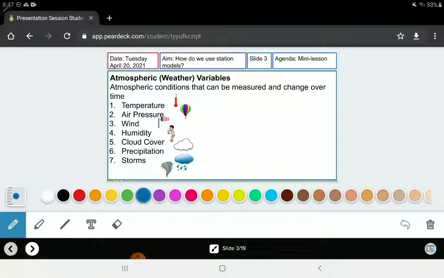Our different weather variables are temperature, which you've probably heard of. I mean, you should have. We have temperature, air pressure, wind, humidity, cloud cover, precipitation, and storms. Those 7 conditions are things that we will describe using these station models.